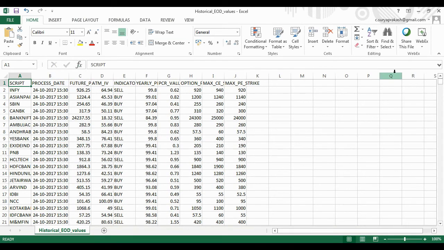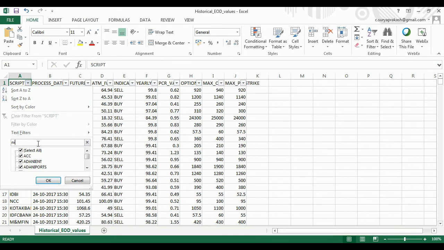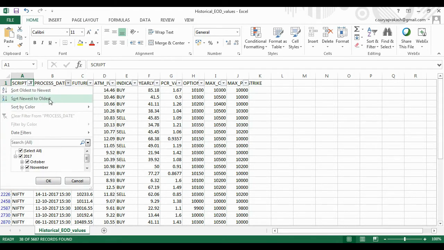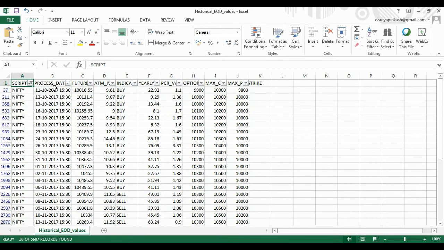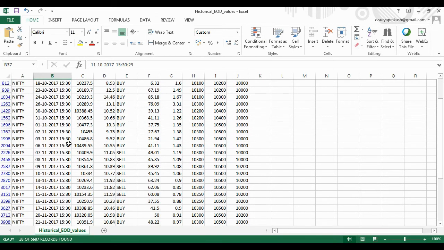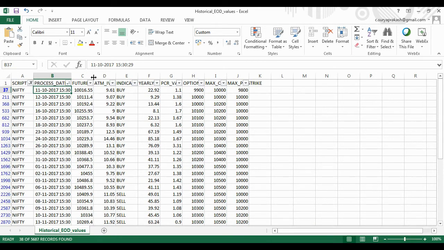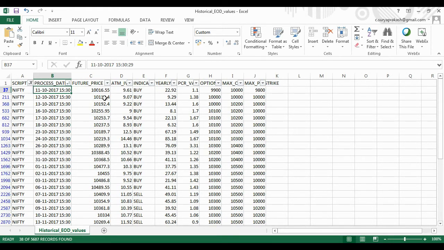So here, apply the filter. Let's look for Nifty. Let's select only Nifty. After selecting Nifty, one important thing is to sort this based on the day. From October 11th I have the details, before which I failed to collect the details. From October 11th we have the details, and these are all the columns that we have.